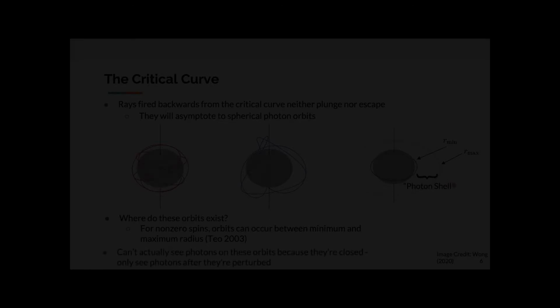It's worth noting, however, that we can't actually see the photons on these orbits because they're trapped. They'll stay on these orbits. Instead, what we see are the photons that have been slightly perturbed from these orbits and can therefore escape off to infinity. This is possible because the spherical photon orbits are unstable. That is, if you have a photon sitting on one of these orbits and you kick it radially outwards, it'll spiral off to infinity where it could be seen by some distant observer.